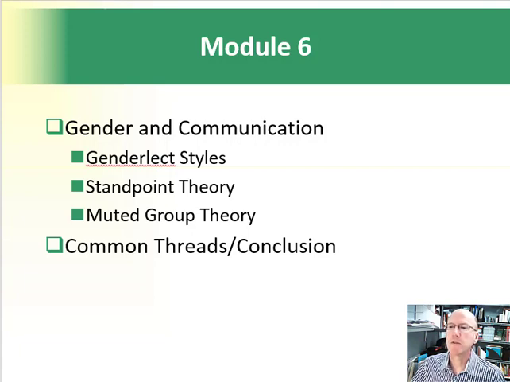The last chapter for Module 6 is Chapter 37, and this is common threads and conclusions. So this is a wrap-up chapter that discusses some of the common issues that we've discussed across the different theoretical traditions.